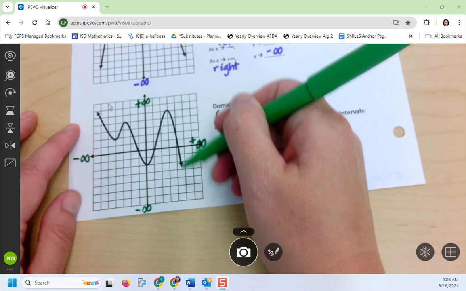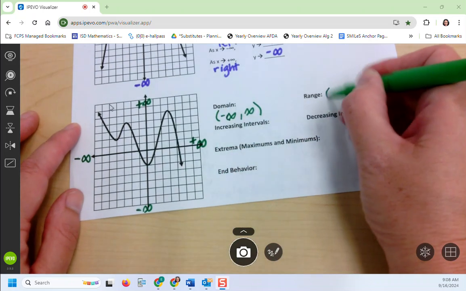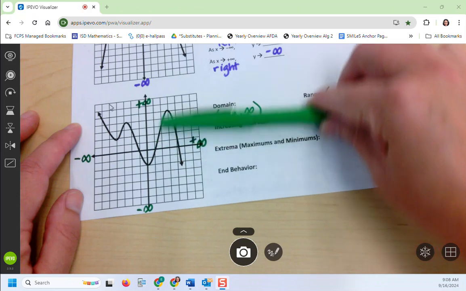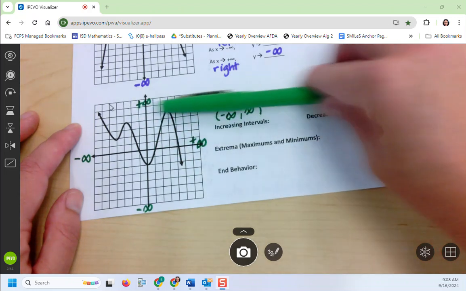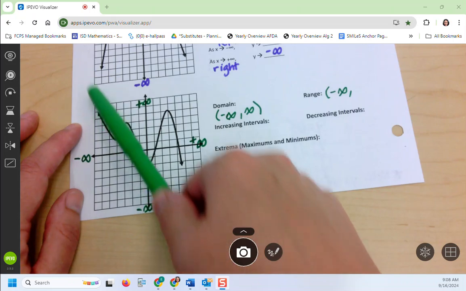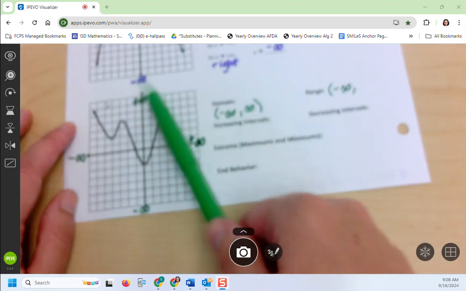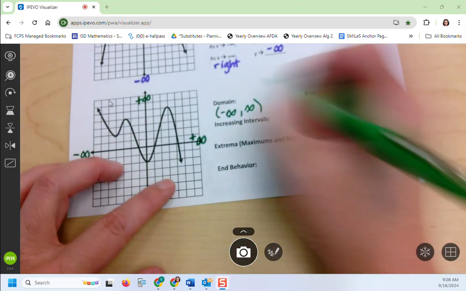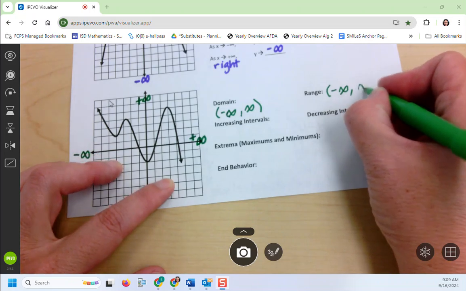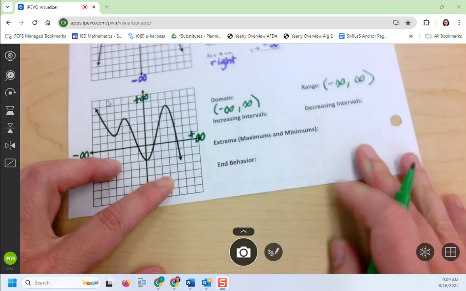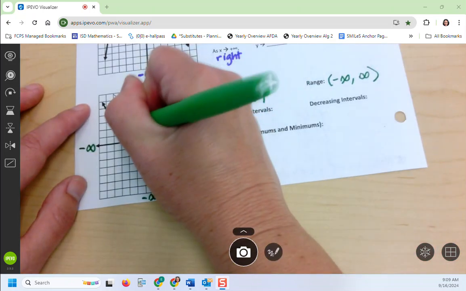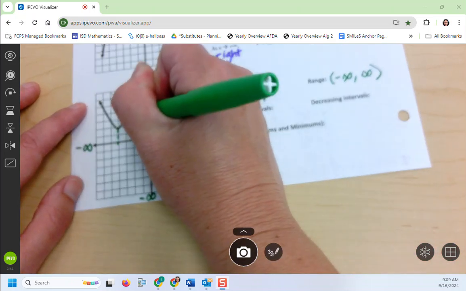All right, range. This one is pointing down to negative infinity, but here's what I saw from a lot of you. You said, okay, negative infinity up until 5, but we forgot that the graph does continue and goes all the way up to what? Positive infinity, yeah. So you can write infinity or positive infinity. Either one's fine.